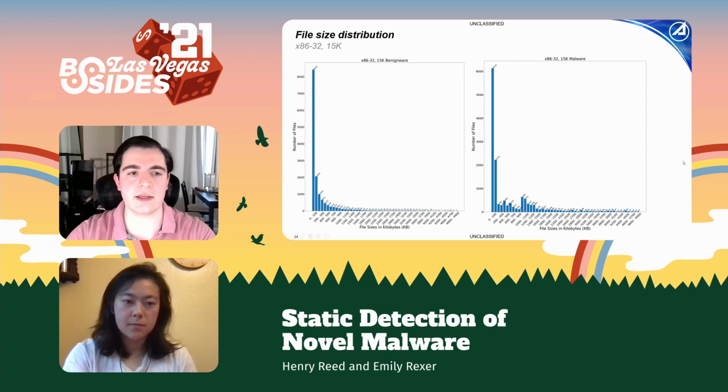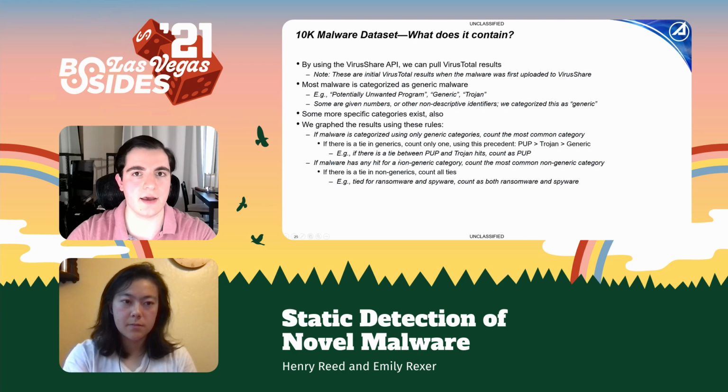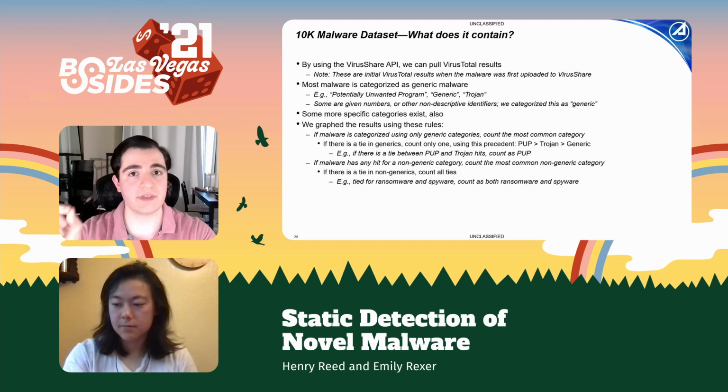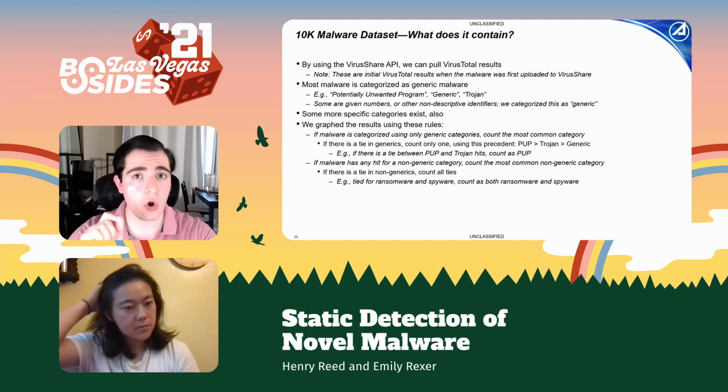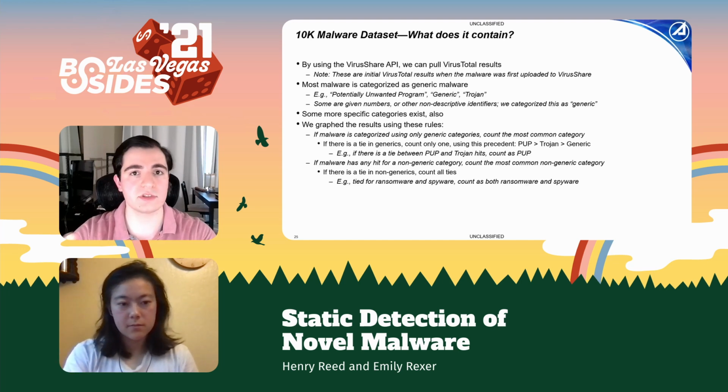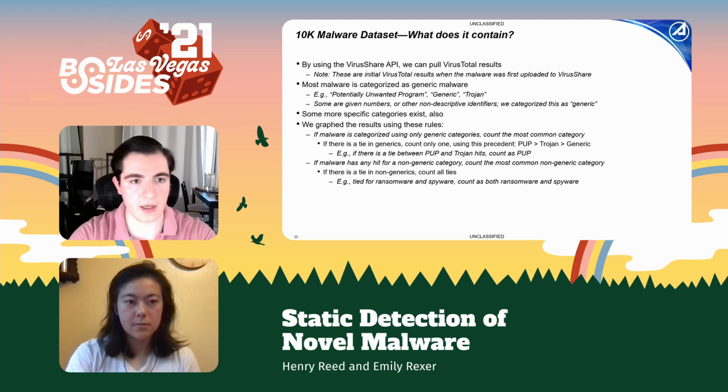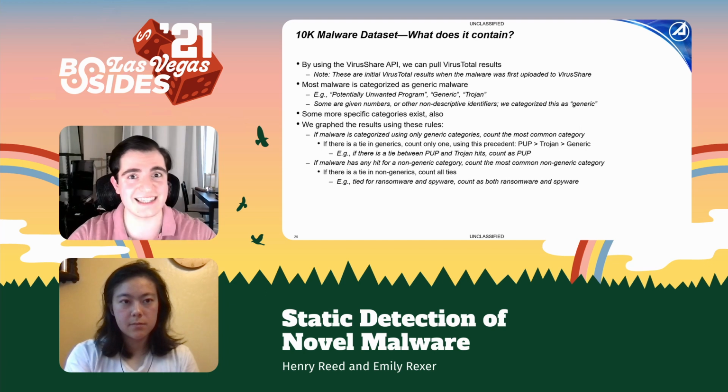So the next thing we wanted to take a look at is what's in our data set. What are we even training with? To do so, for the 10K data set, we simply sent the hash of that data set to the VirusShare API. The VirusShare API saves the VirusTotal results when the malware was first introduced into the repository. So this isn't the actual VirusTotal results where you can repeat the scans and get new scans, and the reason why we're not doing that is because that costs money and VirusShare does not cost money.